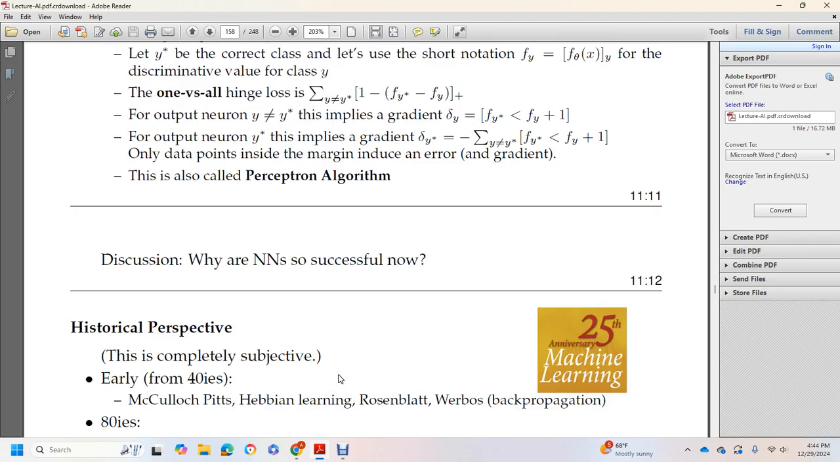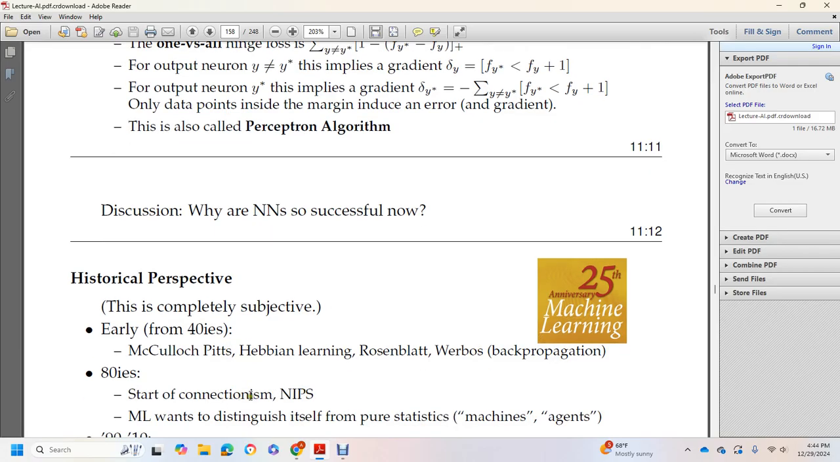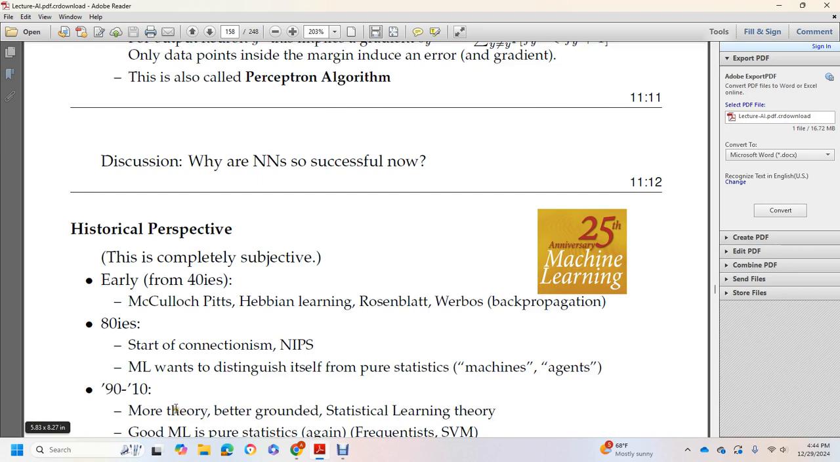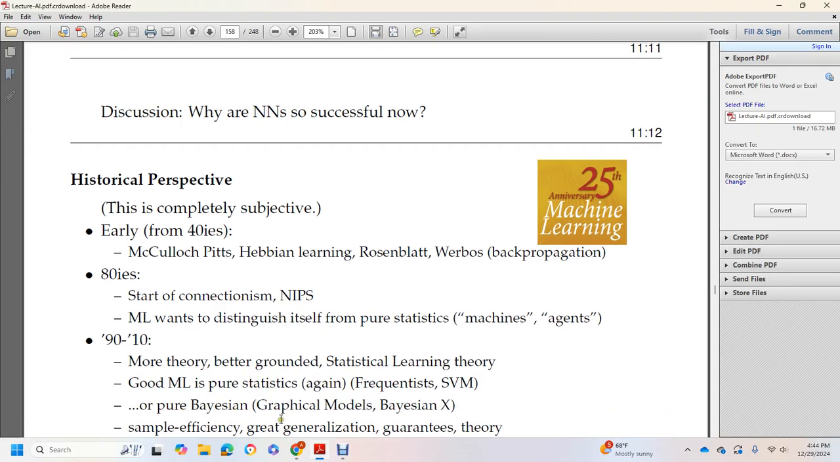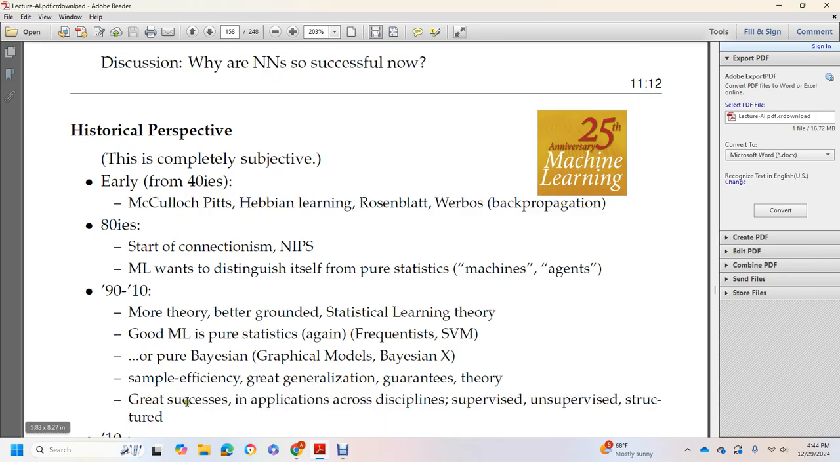Alright, discussion: why are neural nets successful now? Historic perspective, this is completely subjective. Early on, from the 40s, McCulloch, Pitts, Hebb, and Rosenblatt. Backpropagation in the 80s, connectionism, NIPS, when machine learning wanted to distinguish itself from pure statistics. The 90s to 2010s brought more theory, better grounding, statistical learning theory, good machine learning, pure statistics again, Bayes, graphical models, greater generalization guarantees, and success with applications across the discipline, supervised, unsupervised, structured.